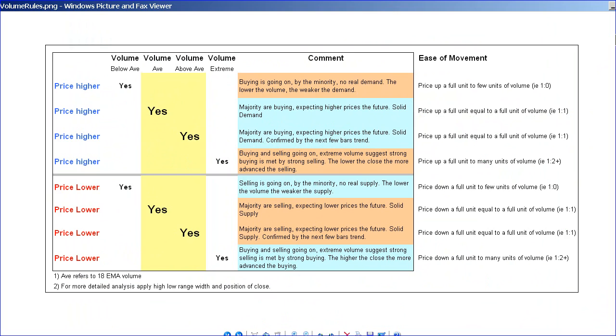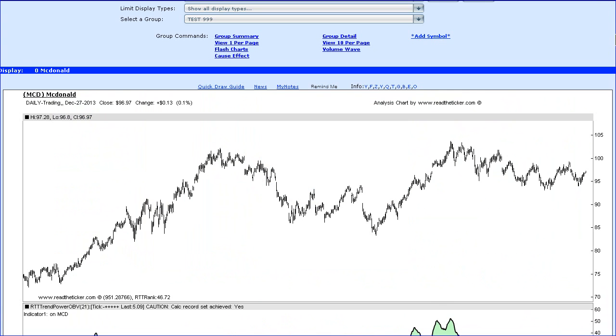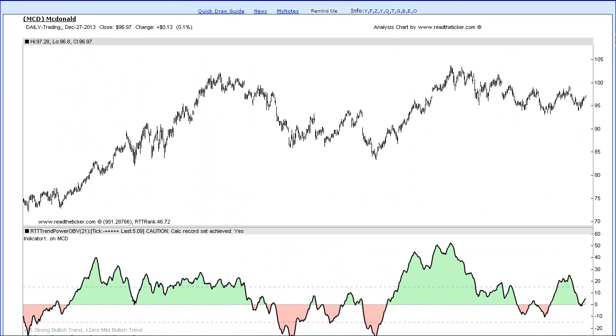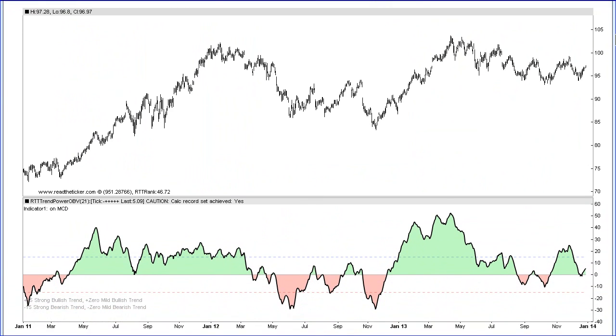Okay, let's take a closer look. Here we have McDonald's with the RTTTrendPowerOBV. To summarize some of the basics, the RTTTrendPowerOBV is a price and volume oscillator.